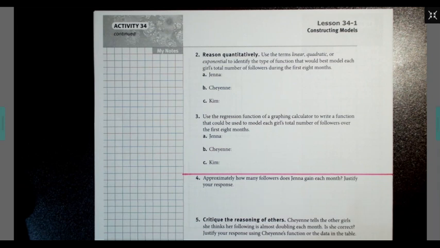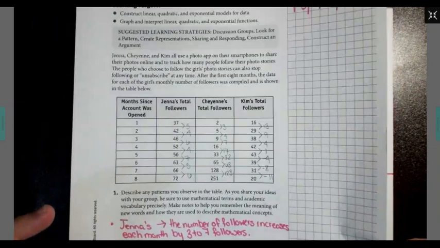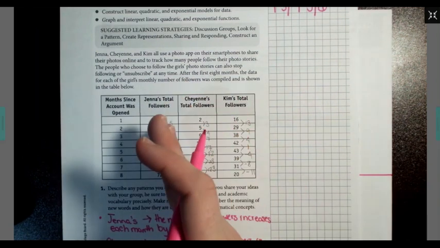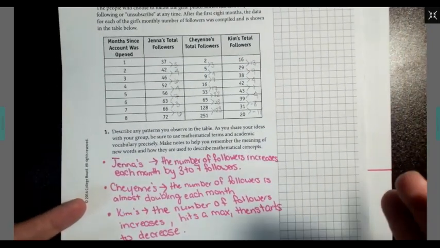Use the terms linear, quadratic, or exponential to identify the types of functions that would best model each girl's total number of followers during the first 8 months. All right. Of these 3 girls, who would you think is the closest to being linear? I agree. Gina is our linear function. She's increasing by about the same amount each month.